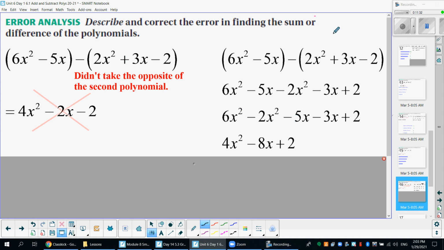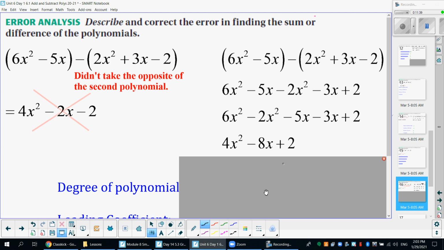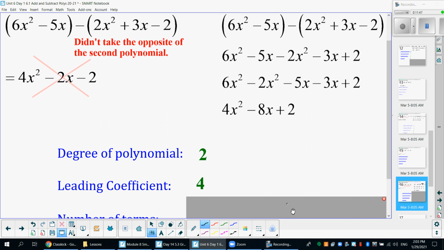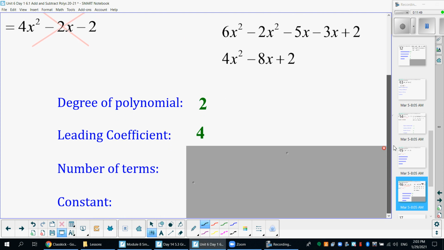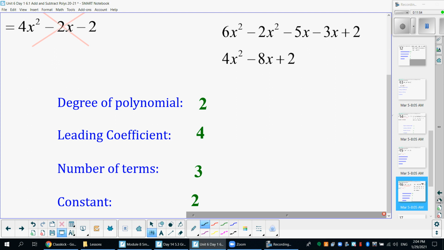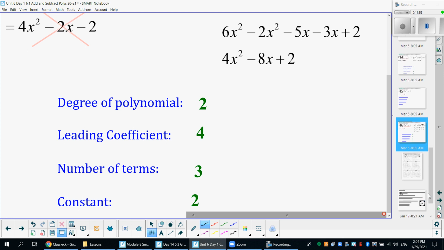So the error was not taking the opposite of the second polynomial to start, and that affected when you were combining your like terms. Now that we have the polynomial in standard form, the degree of the polynomial is 2. The leading coefficient is 4. Your number of terms is 3, and your constant is 2.